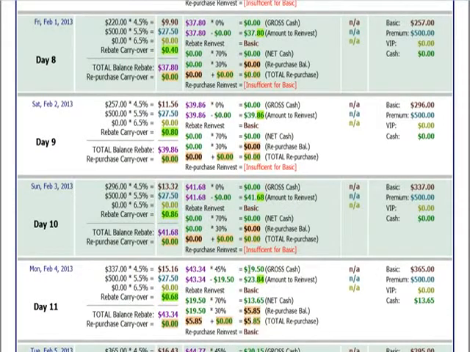Now here's what happens. $19.50 carries down here. Remember, we can't cash out the full $19.50. When we go to cash out, the system's going to say you can only take $13.65 minus a small fee for cashing it out, and then the rest goes into your repurchase balance.